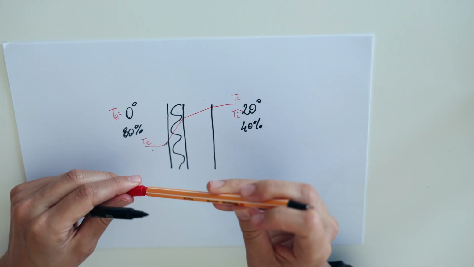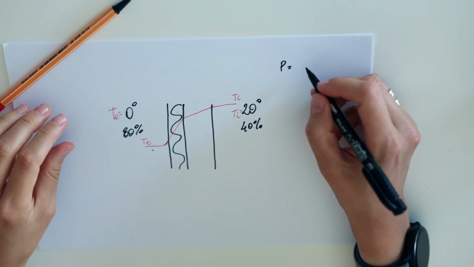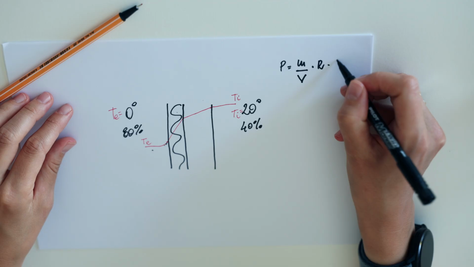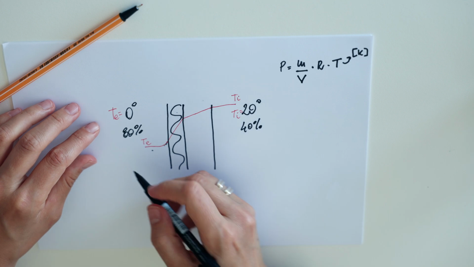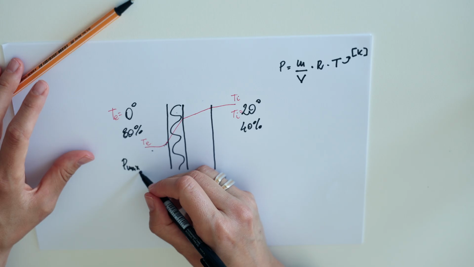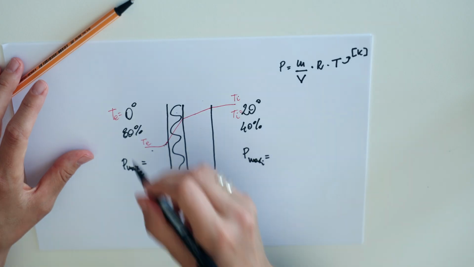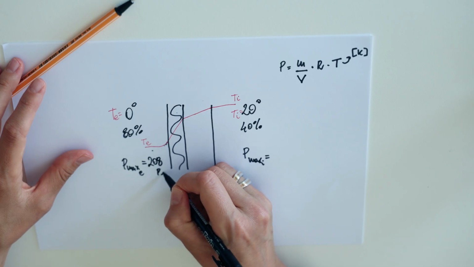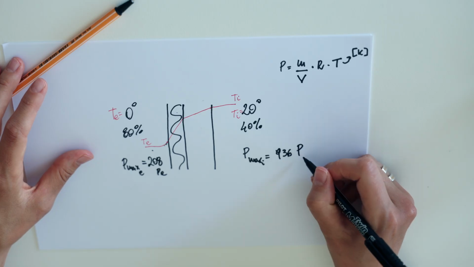Now, because we know from the law of Gay-Lussac that the pressure that the air will have is equal to the density, the relative humidity, M over V, times R times T, T being in Kelvin, we can also calculate the maximum pressure, the pressure of saturation that you have externally and internally. In this case, for instance, if I do this calculation, here I have 208 Pascal, while here I have 936 Pascal.